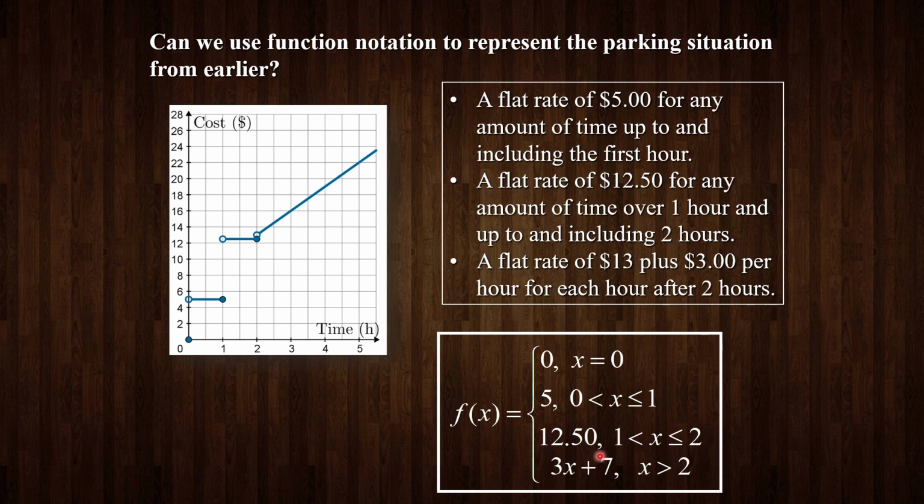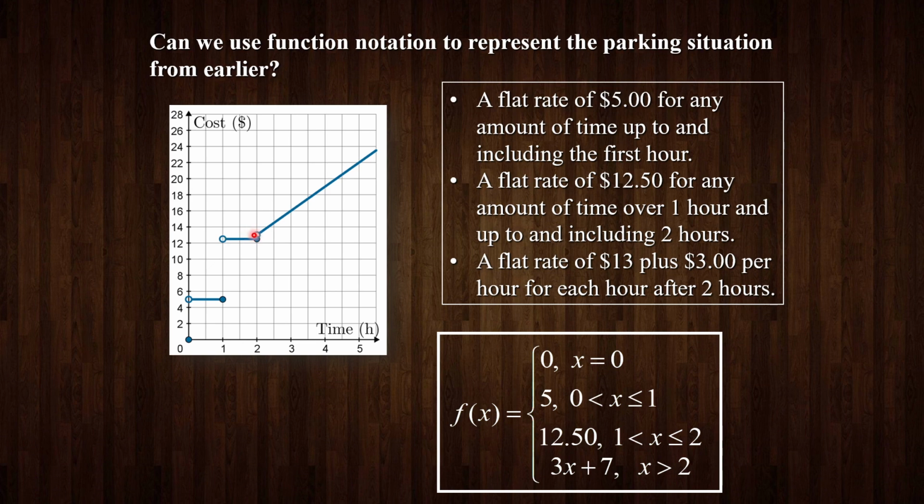But what's this 7? Well, remember, we want it so that at 2 hours, we're paying $13. And if we substitute 2 into this, we get 3 times 2, which is 6, plus 7, which gives us that $13. And then from there, we want to rise $3 for every hour. And a question I often get asked is, well, shouldn't this be 3x plus 13 because it kind of starts at a y value of 13?